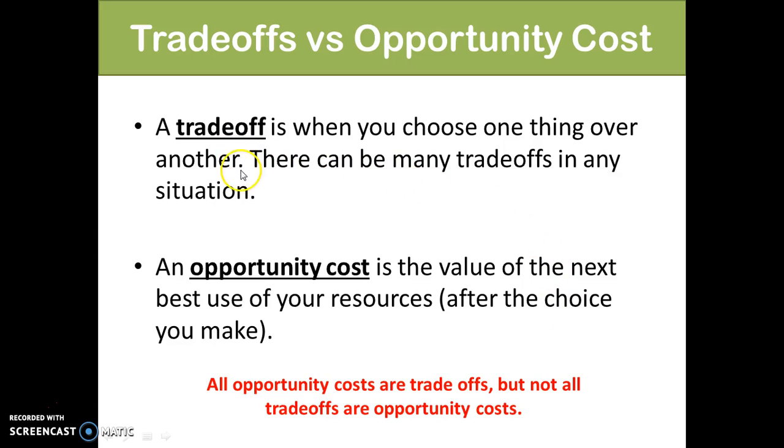So in summary, a trade-off is when you choose one thing over another. There can be many trade-offs in any situation. An opportunity cost is the value of the next best use of your resources. There is only one opportunity cost, but there can be many, many trade-offs. As a result, all opportunity costs are trade-offs, but not all trade-offs are going to be opportunity costs. Going back to your snow day example, whatever numbers 3, 4, and 5 are, those were trade-offs, but they were not opportunity costs. The only opportunity cost is your second choice.